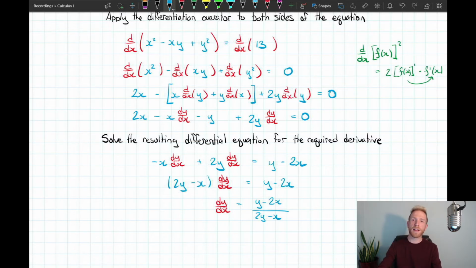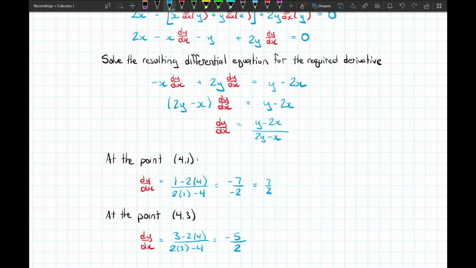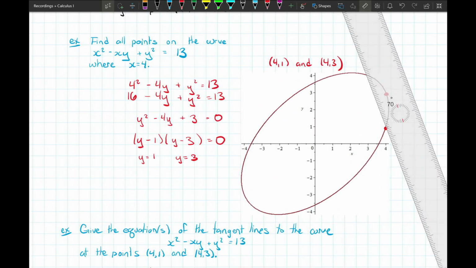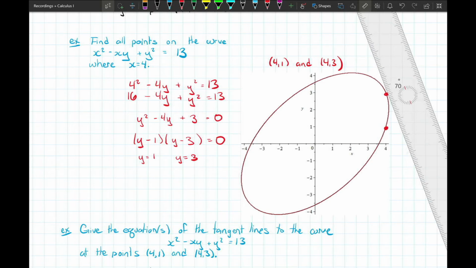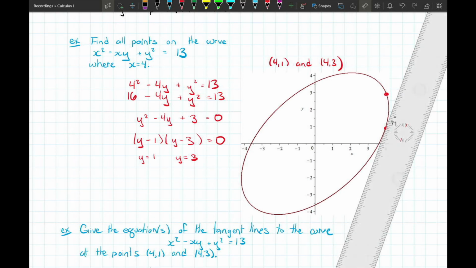You're going to have some expression for dy by dx that needs the x and y coordinate of the point. So now we can plug those in, find the slopes of the two tangent lines, and then use point slope form to get the equation of the lines. At the point 4, 1, we plug in all of the x's as being 4 and all of the y's as being 1, and then we can compute the slope. We'll see at this particular point we have a positive slope, but at the point 4, 3 we end up with a negative slope. That should hopefully make sense if we look back at the picture. If we are using a ruler here, we have a negative slope at 4, 3, and the tangent would have a positive slope at 4, 1. That does make some sense.